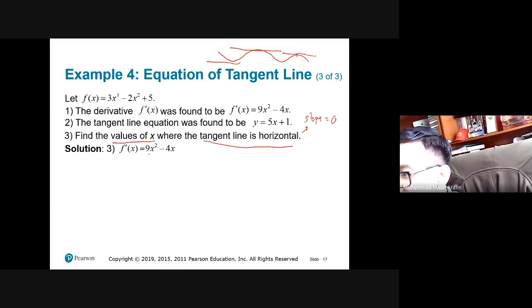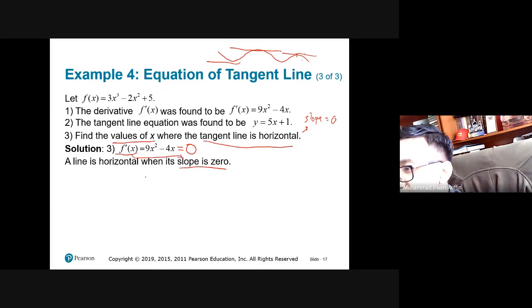So one piece of information that we have is that the slope of the tangent line is 0. A line is horizontal when the slope is 0. So how do we find where the tangent line is horizontal? We replace this value with 0. We make the derivative equal to 0, because the slope of a horizontal tangent line is 0, and then you solve for x.